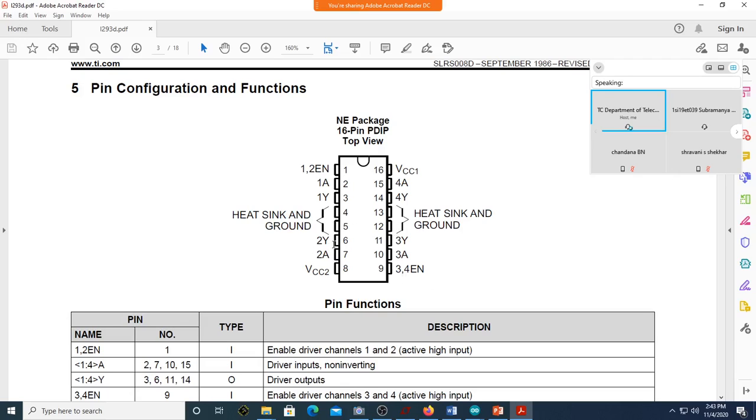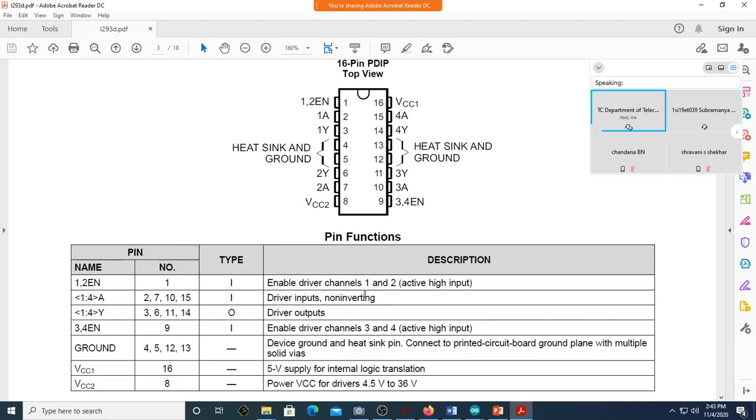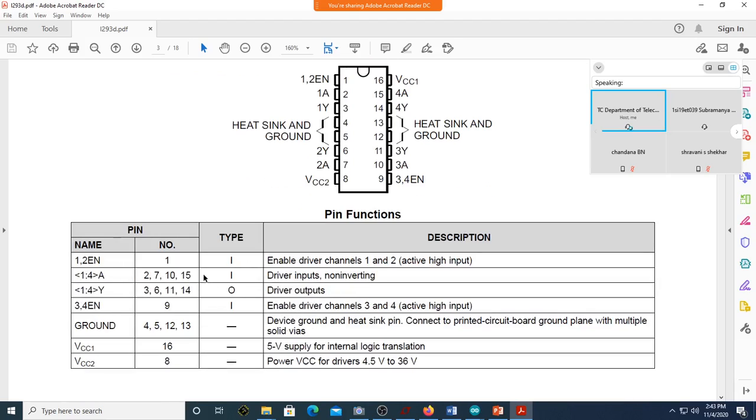Why do you have ground? Because it is a buffer IC which is going to source the current as well as sink the current. Let me come to that. What is that source and sinking the current? Can you see here some description? Pin number 1. This is pin number 1. Can you see this type? Type is I. I stands for input. It enables drive channels 1 and 2. It is an active high input.